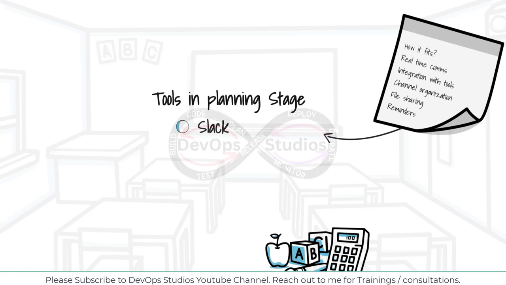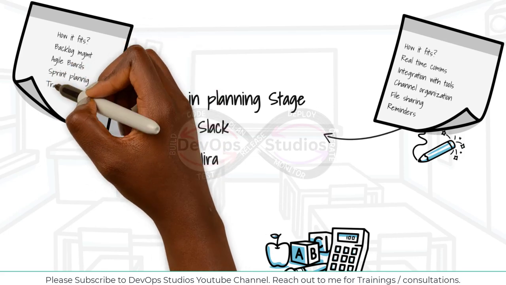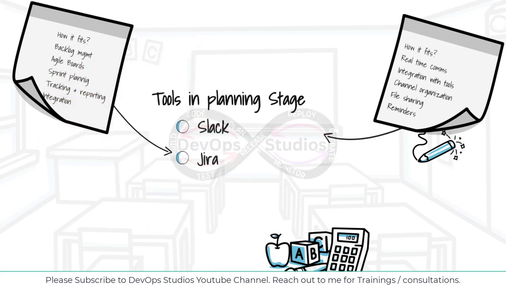Jira is another critical and important tool used in the planning stage. Jira is a project management tool primarily used for agile development, and it helps manage tasks, track progress, and organize workflows. So how does Jira fit into the planning stage? The very first part is backlog management.